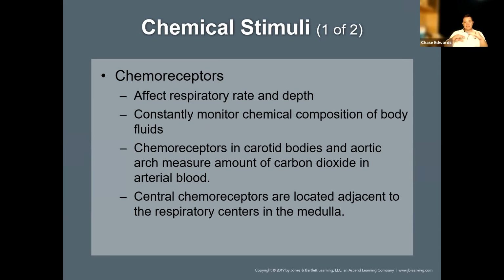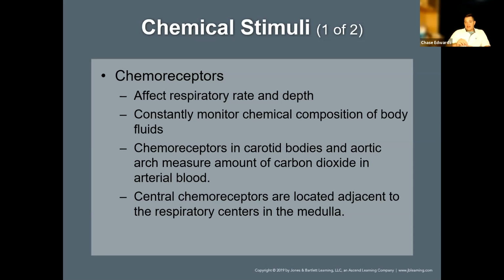Chemoreceptors constantly monitor the chemical composition of body fluids, and chemoreceptors that measure the amount of carbon dioxide in arterial blood are located in the carotid bodies and the aortic arch. All right, so we know where the carotid bodies and the aortic arch are, right? We should. Central chemoreceptors, which constantly monitor the pH of the CSF, are located adjacent to the respiratory centers in the medulla.